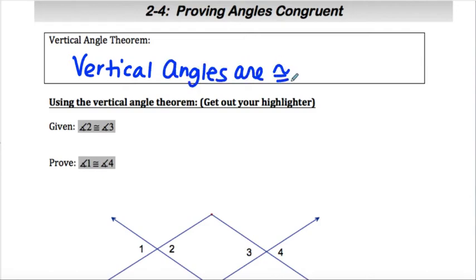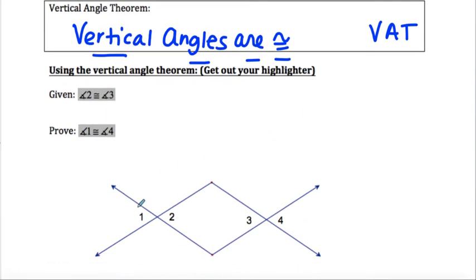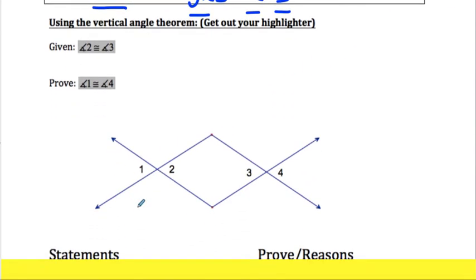And you guys have been writing equations from vertical angles, and I've been asking you what theorem justifies your solution, and I've allowed you to say either vertical angles are congruent, or if you feel more comfortable, you can say the vertical angle theorem. You can use that. All right, well, let's use the vertical angle theorem. So I want you to get out your highlighter.